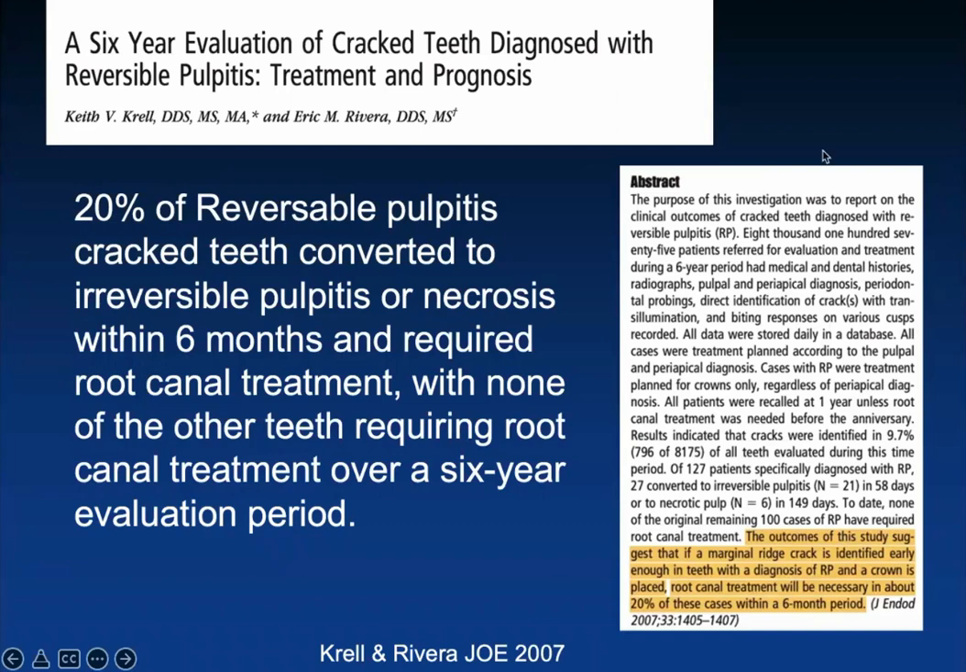So there was an article by Krell and Rivera in 2007. It shows that 20% of reversible pulpitis cracked teeth converted into irreversible pulpitis or necrosis within 6 months and required root canal treatment, with none of the other teeth requiring root canal treatment over a 6 years evaluation period. So 80% of the teeth that had reversible pulpitis were asymptomatic and they survived up to 6 years. Is that worth sharing with your patient in decision making? It's up to you.